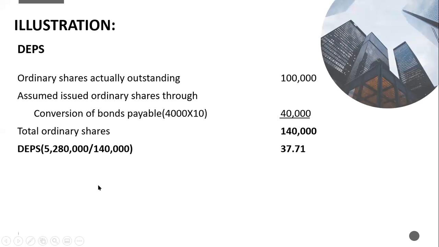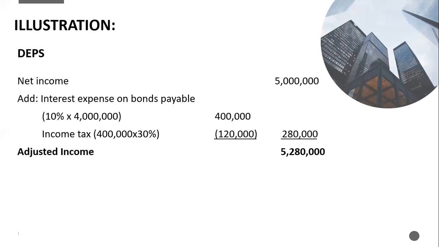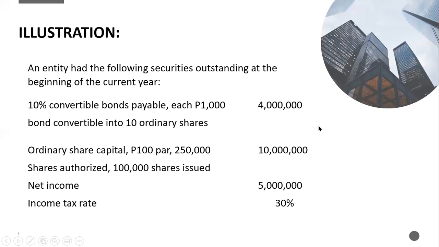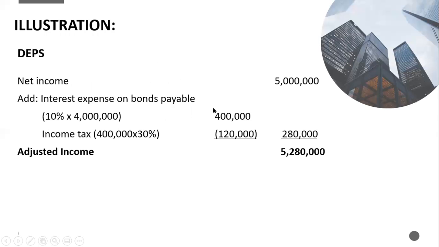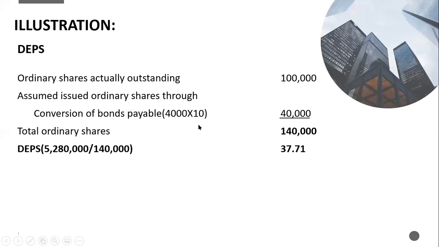Then to compute for the diluted earnings per share, we will add the ordinary shares actually outstanding, 100,000. Then the assumed issue of ordinary shares through conversion of bonds, which is 4,000 bonds, from 4 million divided by 1,000, times 10, so 40,000. We have the total ordinary shares of 140,000. So the diluted earnings per share is 5,280,000 divided by the 140,000 ordinary shares outstanding. So our EPS is 37.71.